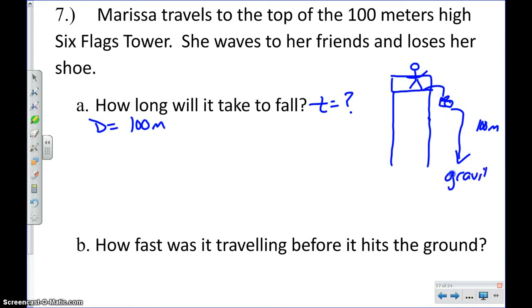I know gravity. The acceleration due to gravity is 9.8 meters per second squared. So I have an acceleration and I have a distance. So I'm going to use this formula. It's going to be d equals 1/2 acceleration times time squared. So I'm going to plug my numbers in. I've got d and I've got a. I'm going to solve for t here.